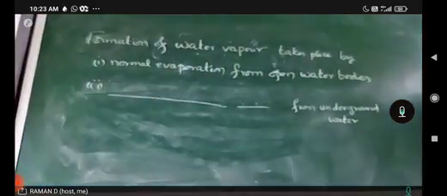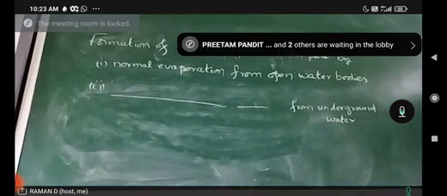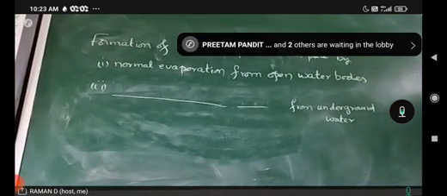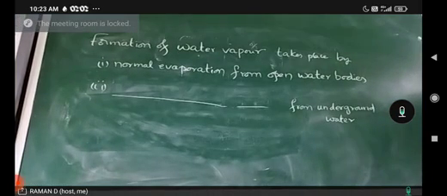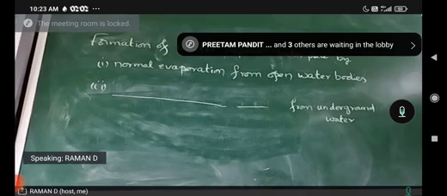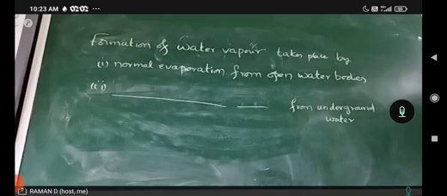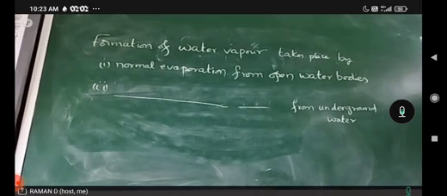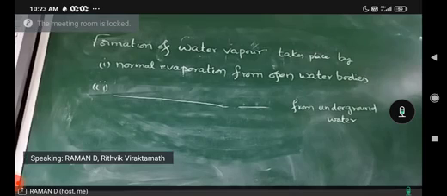So you have written formation of water vapor. Formation of water vapor takes place by normal evaporation from open water bodies and dash from underground water. So underground water, how does it get vaporized or how does it join the water cycle? When the ground becomes hot.